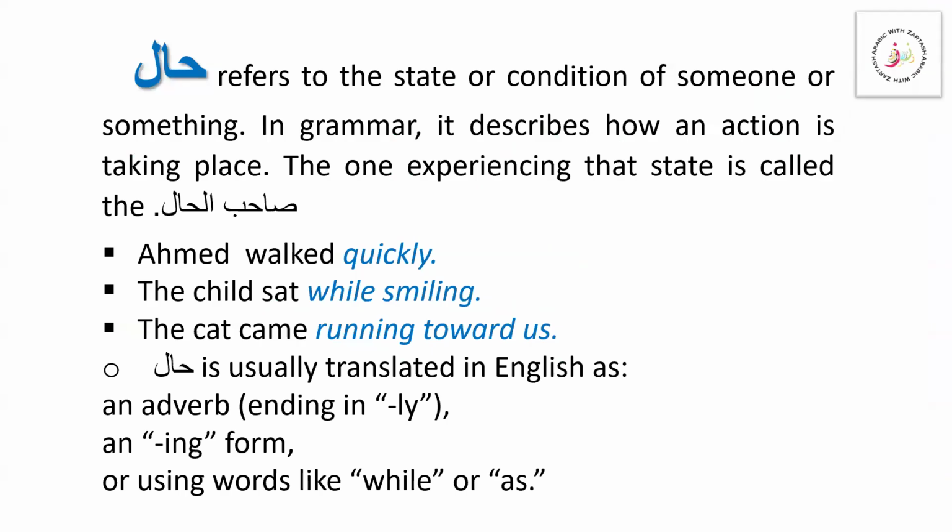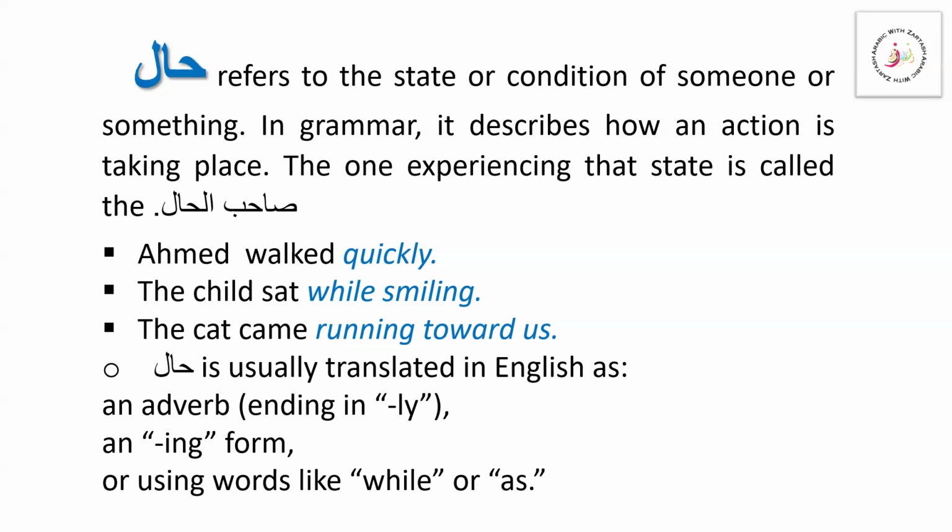Today inshallah we are starting lesson number 32 and it is about hal. Hal is a word that describes the condition or state of someone or something at the time an action happens. Simply, it is a word, or it can be a jumla ismiya or jumla fi'liya, that is describing the state during the action. The key idea is that hal does not tell what happened, but it tells how it happened.